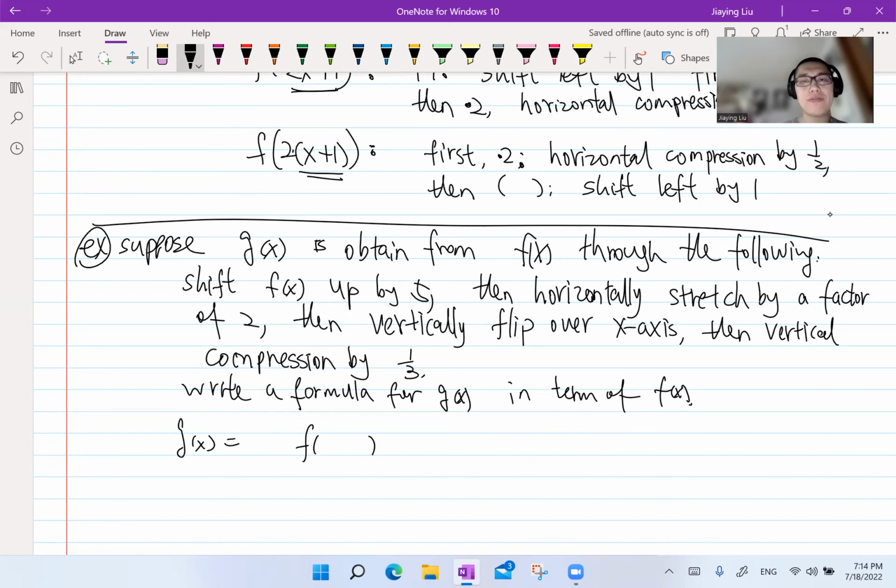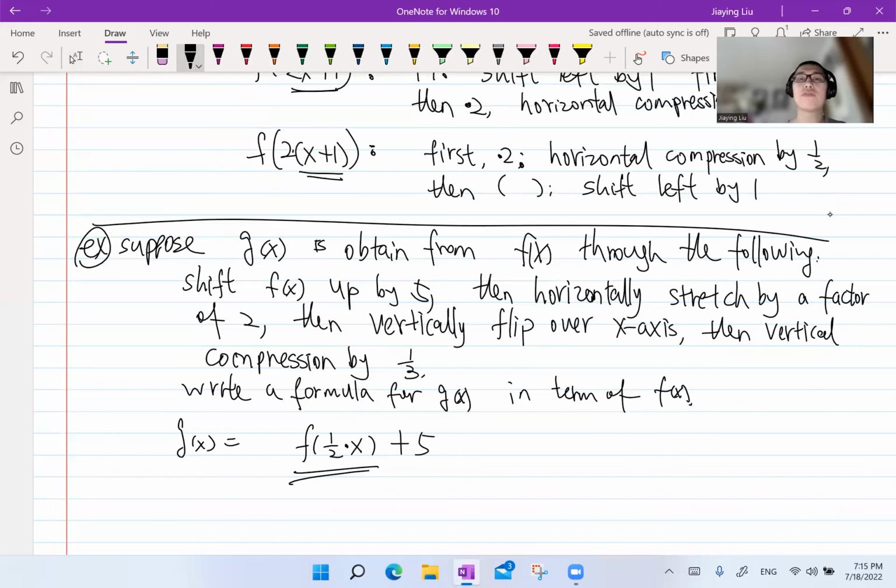So we're going to shift it up by 5. If we shift it up, we add a number to the entire expression. So we're going to add 5 to this f of x. That's shifting it up by 5. And then we're going to stretch it by a factor of 2 horizontally. If we stretch horizontally, that's only going to affect the x value. It doesn't affect the y. Remember, if we stretch by 2, it's actually the reciprocal multiplied by x. So it's going to be 1/2 times x. So that's a horizontal stretch by 2.